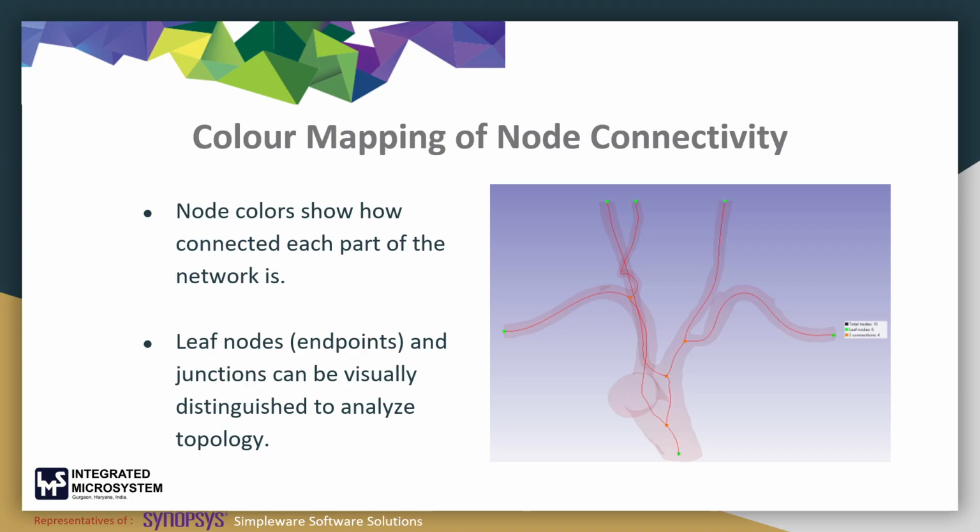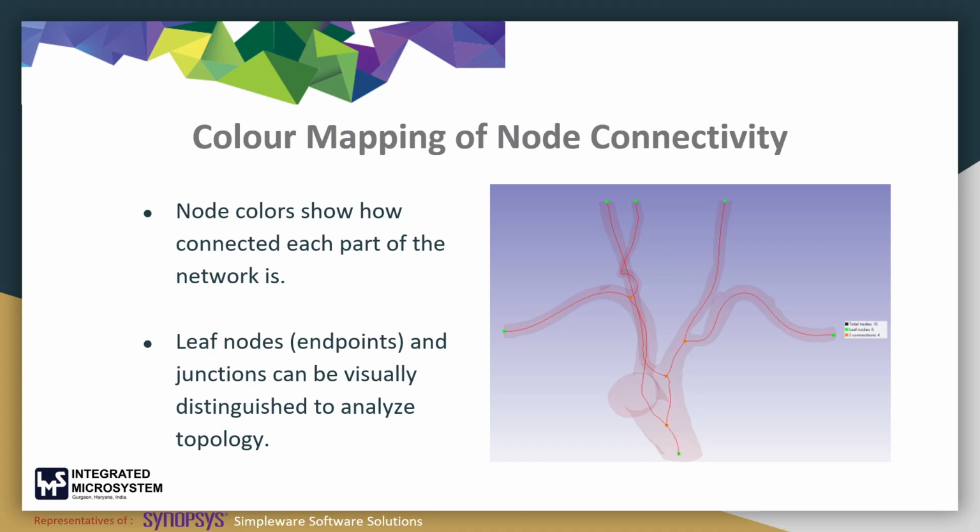This feature in Simpleware provides a fast and intuitive method to analyze topology of centerline networks, assigning color based on node type and connectivity. Each node or point along the centerline is classified as one of the following: root nodes, start points of vessel trees, junction nodes, bifurcations, or leaf nodes, terminal endpoints, or branches.